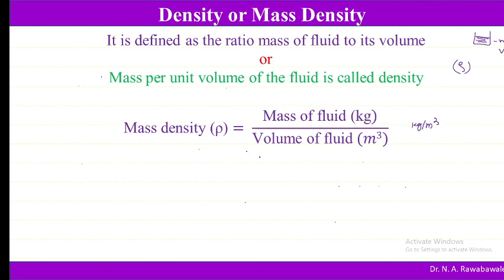Now this is the first parameter, mass density, where we study the ratio of mass of fluid to volume. So if we know the mass of the fluid, it may be a gas or liquid, and the volume of that fluid is known, then we can find out the mass density. So sometimes this is simply known as density or mass density. Density refers to mass density.